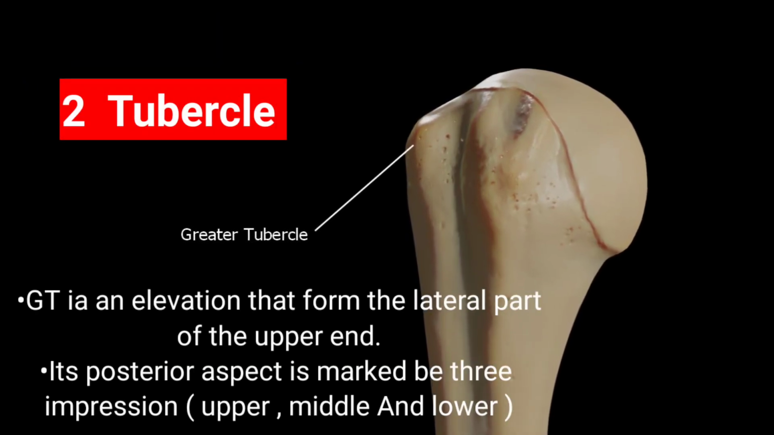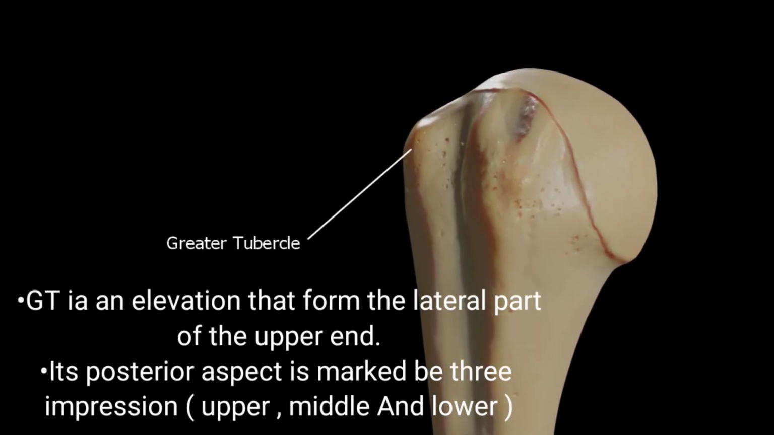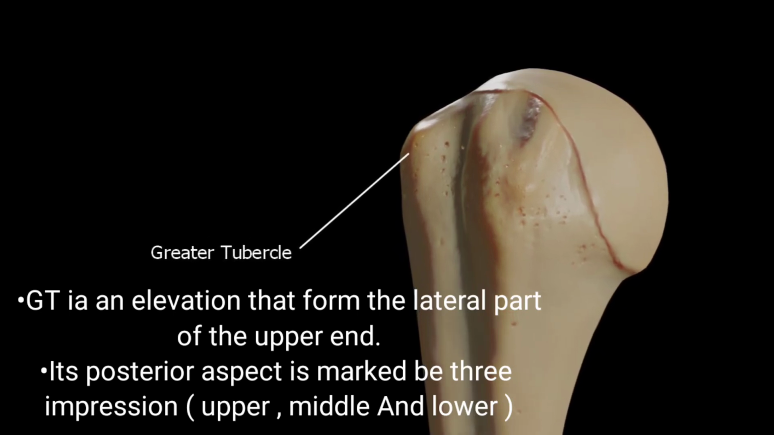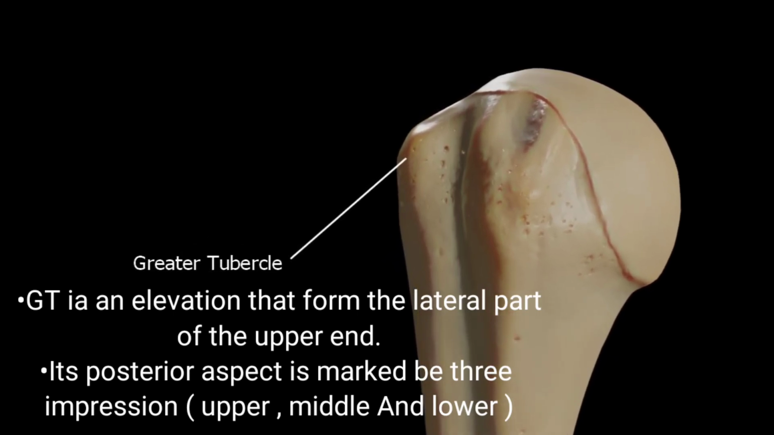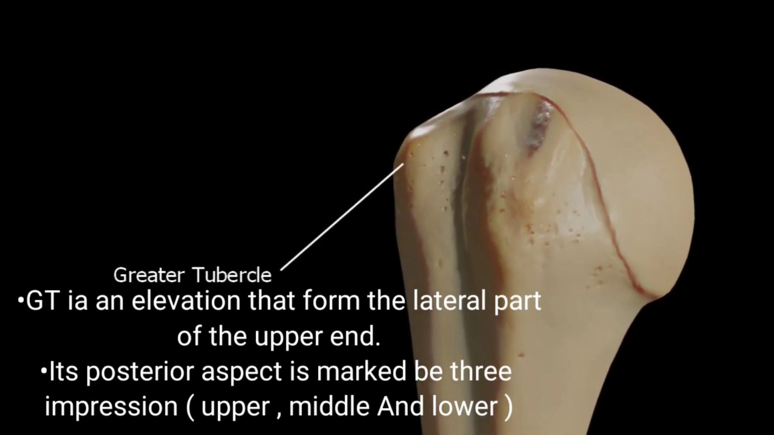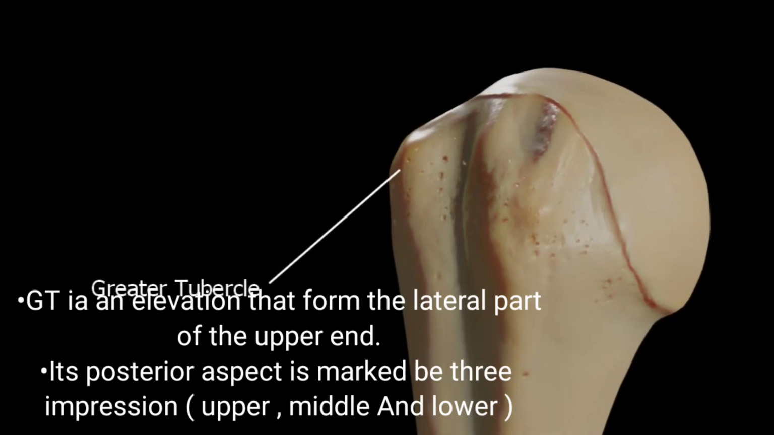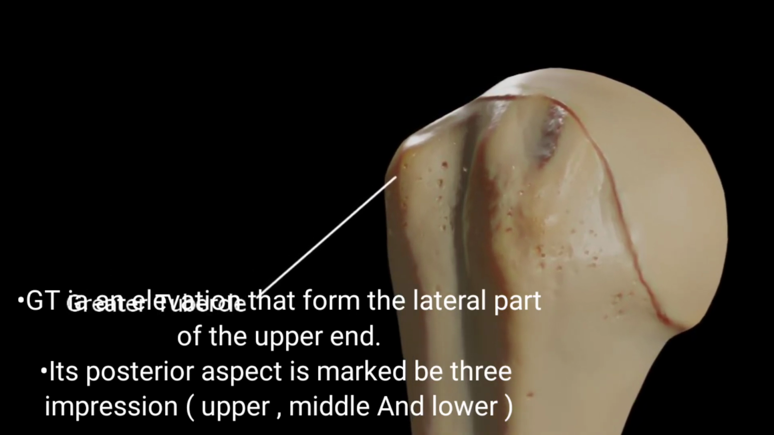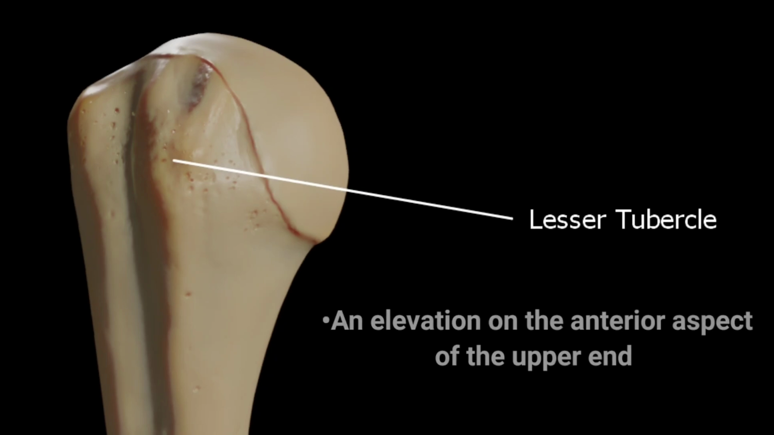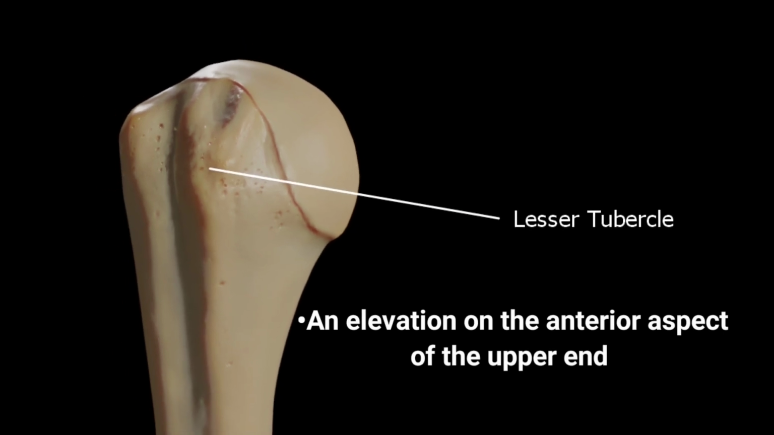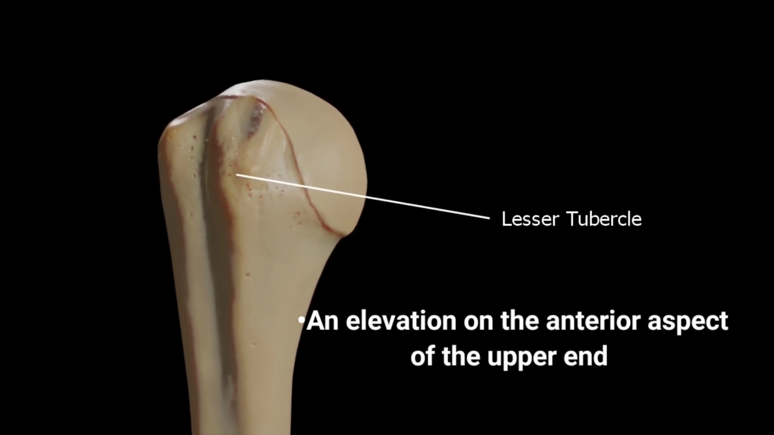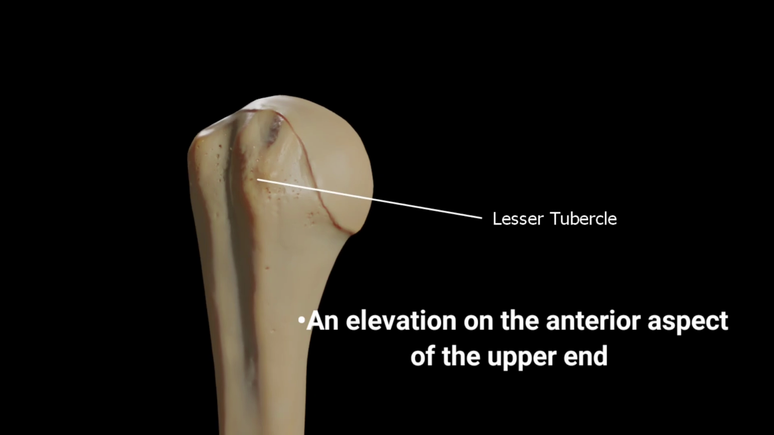Greater tubercle and lesser tubercle. Greater tubercle is an elevation that forms the lateral part of the upper end. Its posterior aspect is marked by three impressions: upper, middle and lower. And the second tubercle is lesser tubercle, an elevation on the anterior aspect of the upper end.